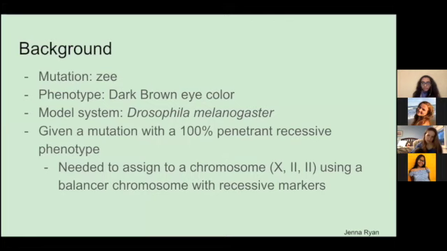As part of the lab, we were given a mutation with 100% penetrant recessive phenotype. And our goal was to assign the mutation to a chromosome using a balancer chromosome with recessive markers. We could have assigned the mutation to the X chromosome or chromosome 2 or 3.